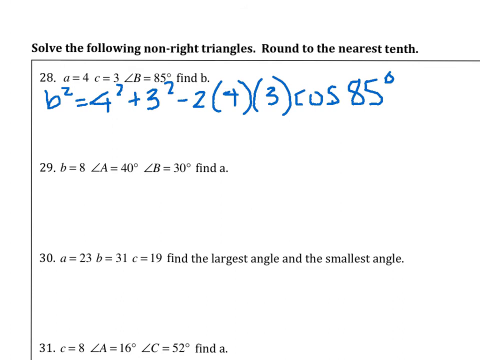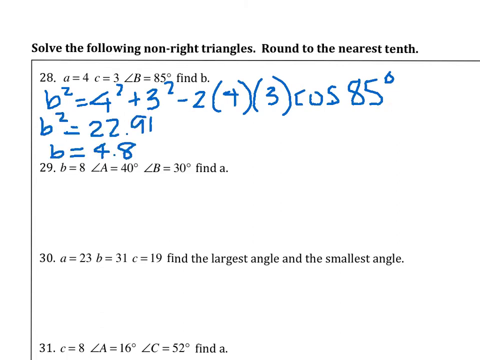So for number 28, I'm using law of cosines. Since we're talking about angle B, I had to put side B all by itself. And this is a nice problem because my unknown is already pretty much isolated by itself. So I can go ahead and put all of this straight into my calculator.